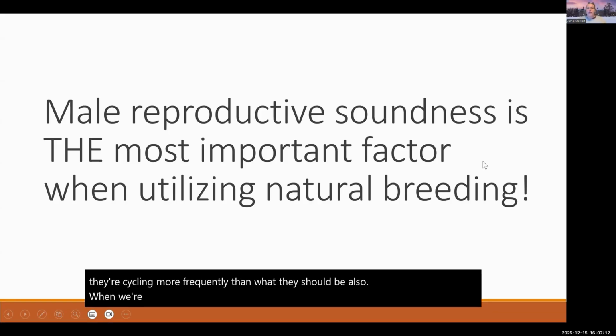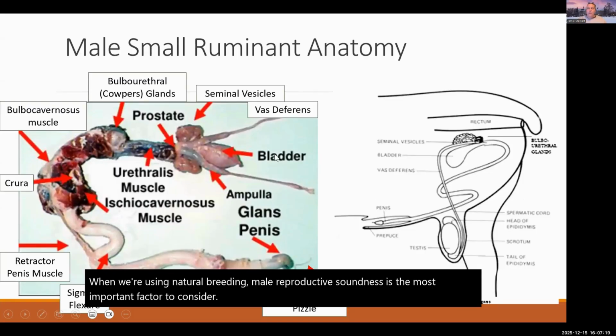When we're using natural breeding, male reproductive soundness is the most important factor to consider. And I'm going to touch more on that in a little bit. So this is just a review.